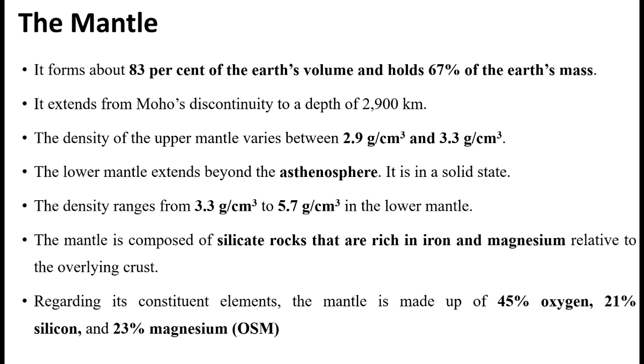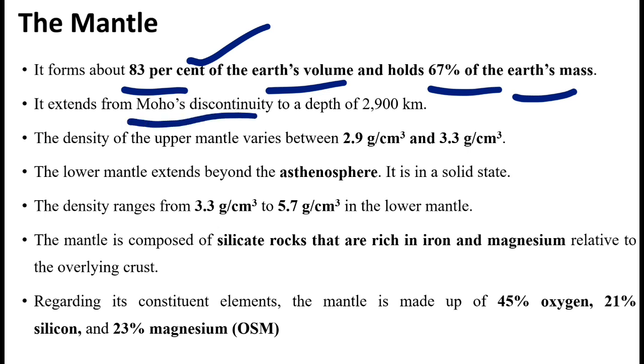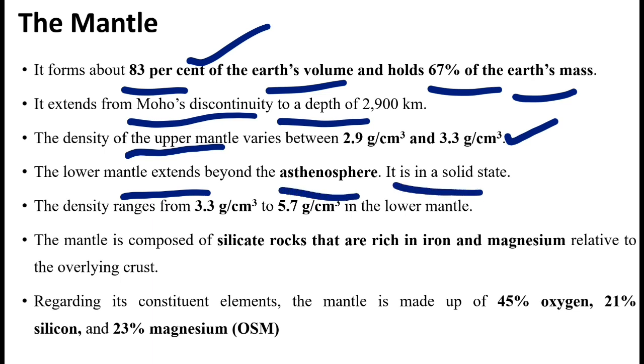Then the mantle layer. The mantle is about 83% of Earth's volume and holds 67% of Earth's mass. It extends from the Moho discontinuity to a depth of 2,900 kilometers. The density of the upper mantle varies from 2.9 grams per centimeter cube to 3.3 grams per centimeter cube. The lower mantle extends beyond the asthenosphere. It is in a solid state, and the density varies from 3.3 grams per centimeter cube to 5.7 grams per centimeter cube in the lower mantle.